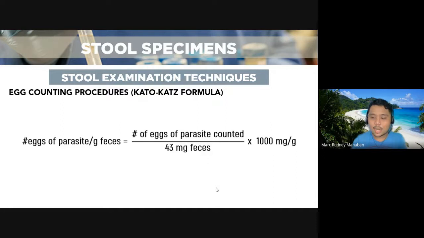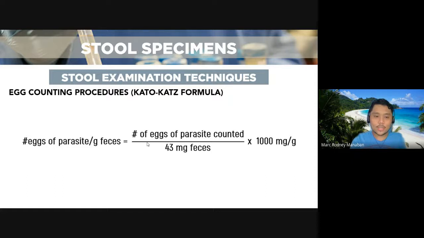So how did they get 24? If you divide 1,000 by 43, it's equivalent to about 23.2222, so round up to 24. If you use the 24, it's okay, but your answer will be a bit higher compared to the long method. So if you use the shortcut, multiply the number of eggs of the parasite counted by 24. Either way, whichever is more convenient or comfortable for you. Your unit is eggs per gram, EPG, of feces.